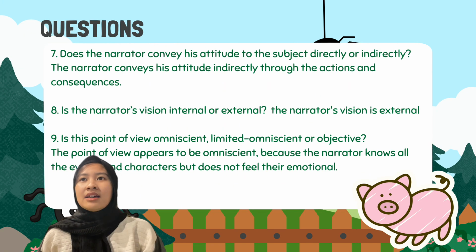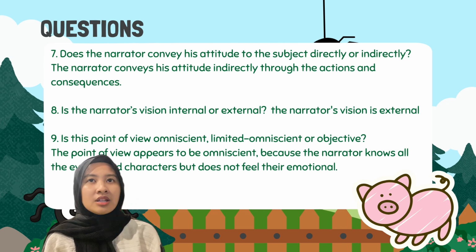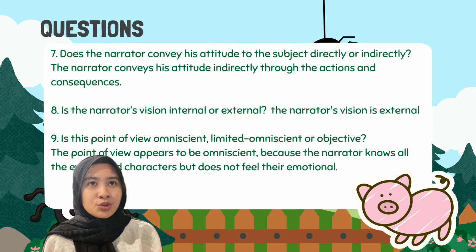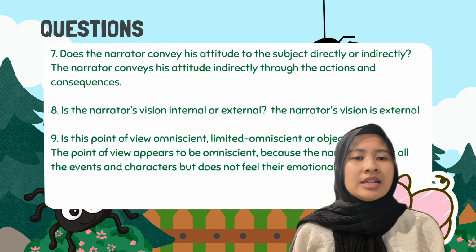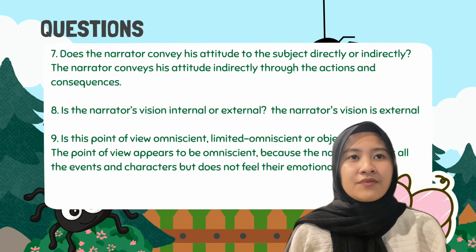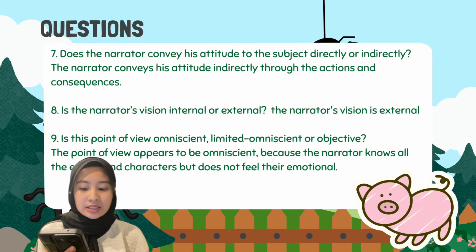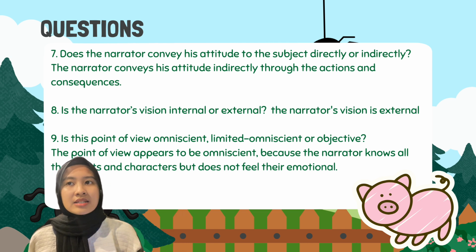Okay, the next slide. The seventh question. Does the narrator convey his attitude to the subject directly or indirectly? The narrator conveys his attitude indirectly through the actions and consequences. And the eighth question, is the narrator's vision internal or external? The narrator's vision is external because the story refers to the perspective that is focused on the external world and events happening around the character. It describes the physical surroundings, actions of other characters, and events in the story.